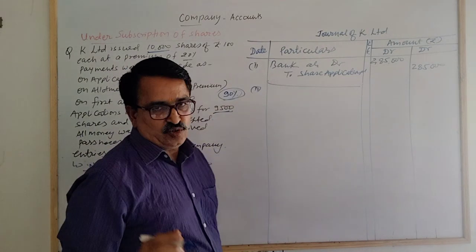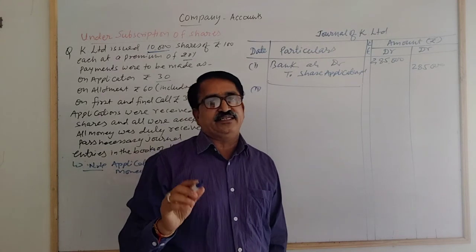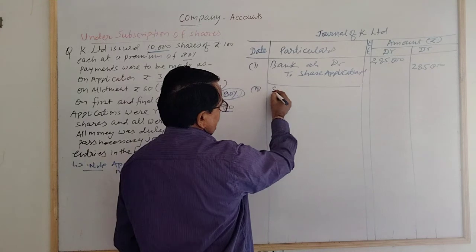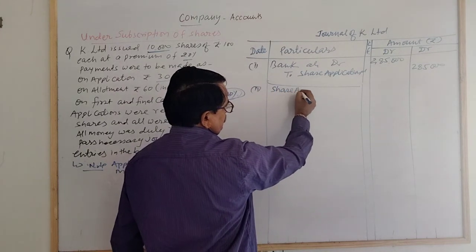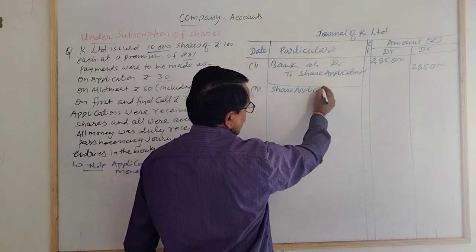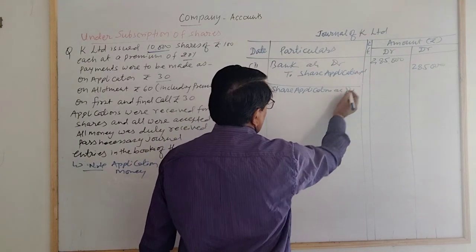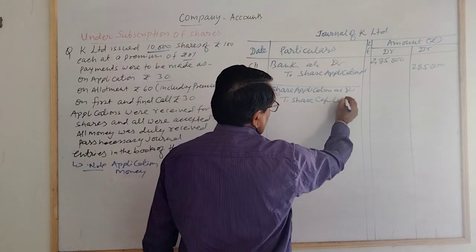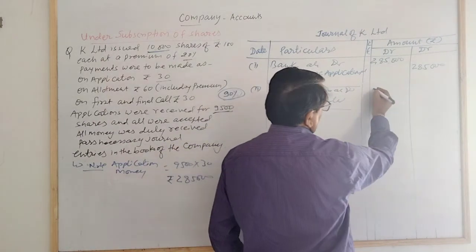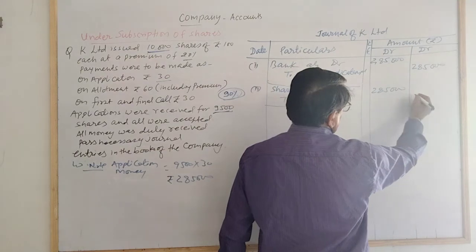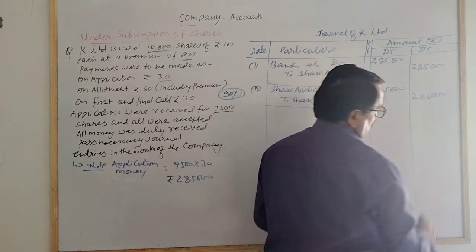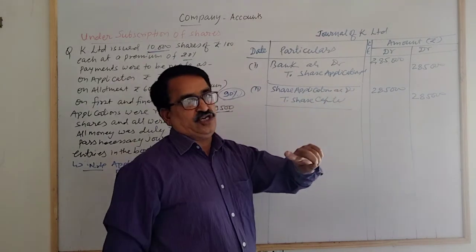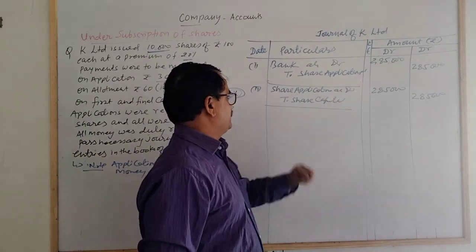Next entry: on the date of allotment, we will transfer the application money to share capital. Share application account debit to share capital account. How much amount did we receive on application? We need to transfer 2,85,000 to share capital. So this is the entry at the time of allotment. On the date of allotment, you have to transfer.